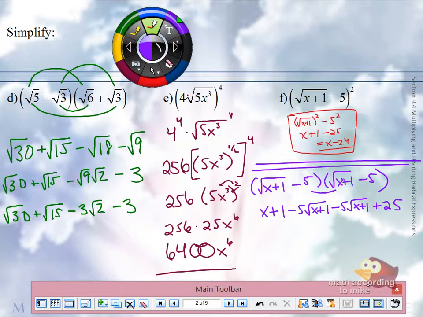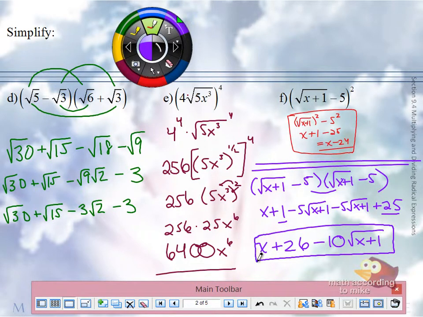Now we combine our like terms. The 1 and the 25 make 26. How many square roots of x plus 1 do we have? Negative 10. Totally fine.